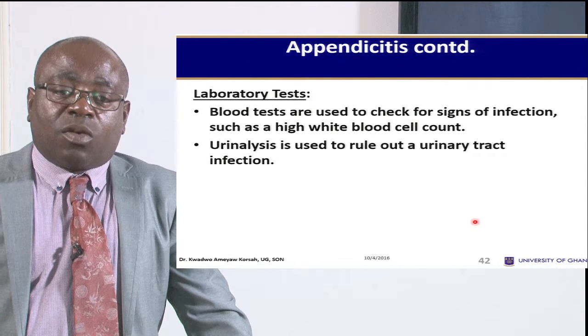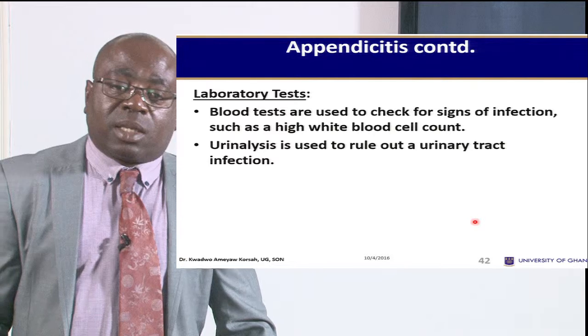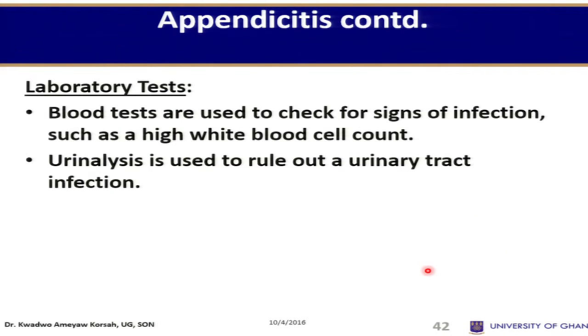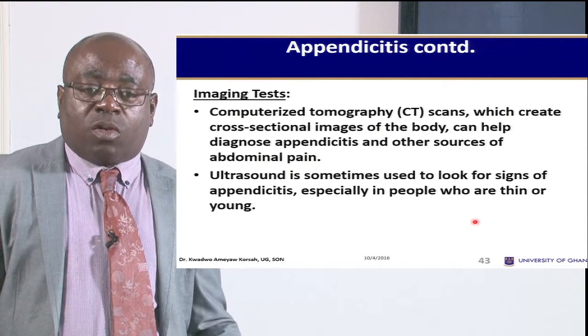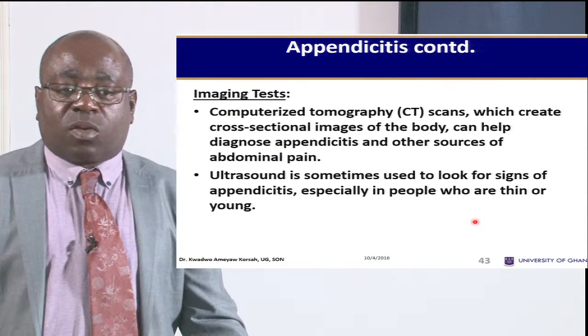And then you can also do laboratory investigations. Blood tests are used to check for signs of infection. For instance, you can do laboratory tests, and then you can also do urinary tests, urinalysis, and then the blood, you can do WBC, total and differential, and then the imaging test, computerized tomography.